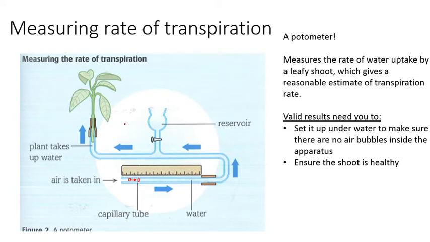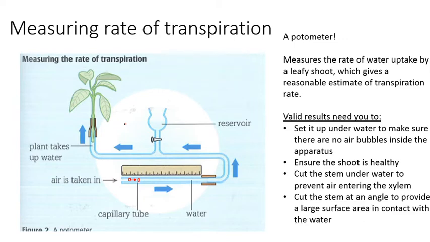Nice little control variables here: you want the same size, same species of plant, same number of leaves, same sort of health. You don't want one plant that's got a disease and another one that's healthy. Try and cut your stem underwater, and that prevents air entering the xylem. And you'd cut that stem at an angle. That angle would ensure it's got as large a surface area as possible in contact with the water, and therefore can uptake as much as it needs.